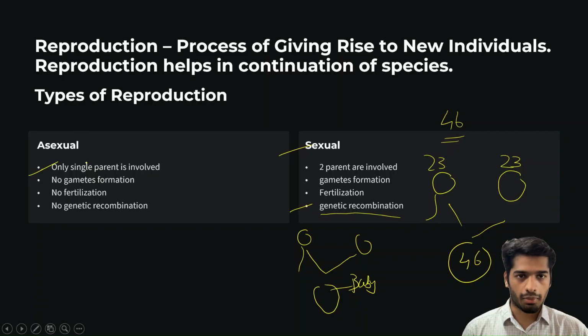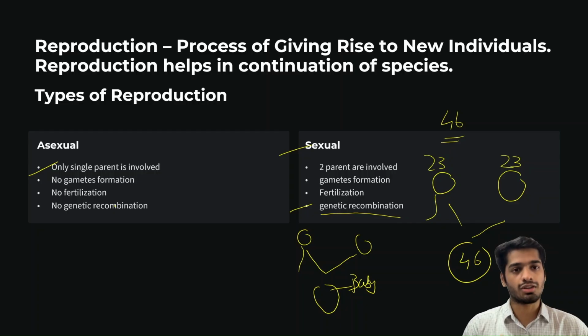If there is only one parent, do you need to make gametes, or is there going to be any type of fertilization? No. So there is no specific gamete or any special type of cell which is reproducing. If there are no gametes, there is no fertilization, because for fertilization you need two types of cells, that is male and female cell. So there is no gamete, no fertilization, and then no genetic recombination. There is no male and no female, so there is no gene combination.